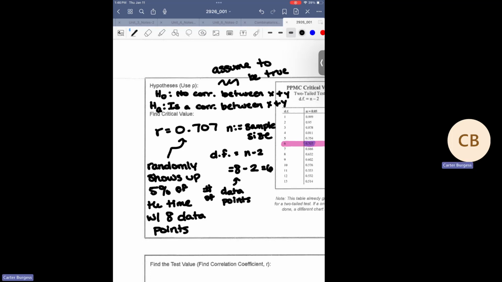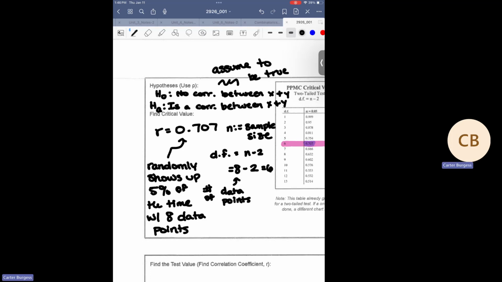We assume the null, we're trying to prove the alternative. And the way that we prove the alternative is by showing that the R value that we get for the data is in fact more unlikely than our benchmark critical value. More unlikely in the context of R values corresponds to what? Stronger or weaker?